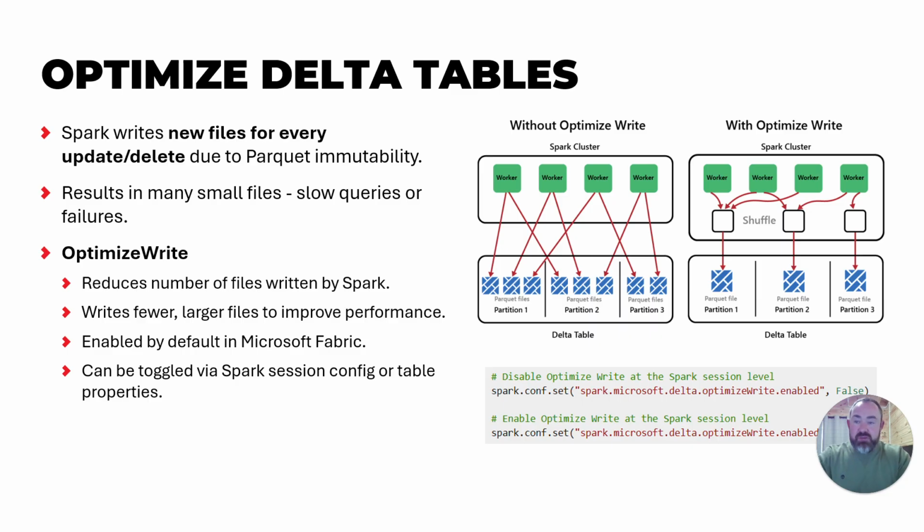And we can optimize Delta tables. Spark writes new files for every update or delete due to Parquet immutability. This results in many small files, slow queries or failures, so we use optimize write. It reduces the number of files written by Spark. It writes fewer, larger files to improve performance. Enabled by default in Microsoft Fabric, and it can be toggled via Spark session config or table properties.